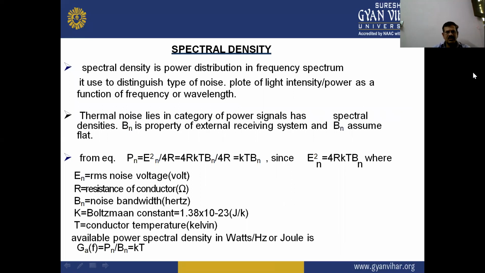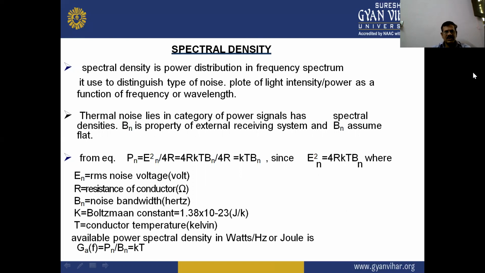Spectral density. So what is the spectral density in terms of noise? Spectral density is the power distributed in the frequency spectrum. It is used to differentiate different types of noise, a plot of intensity or power as a function of frequency or wavelength. So this is the spectral density.